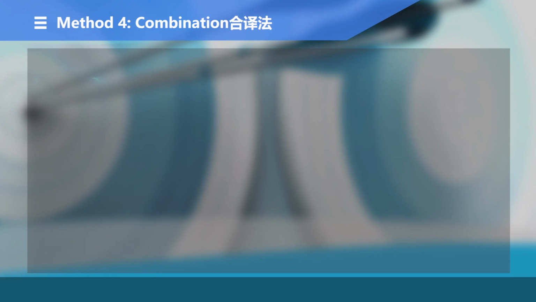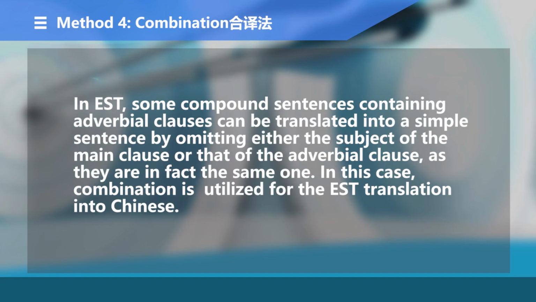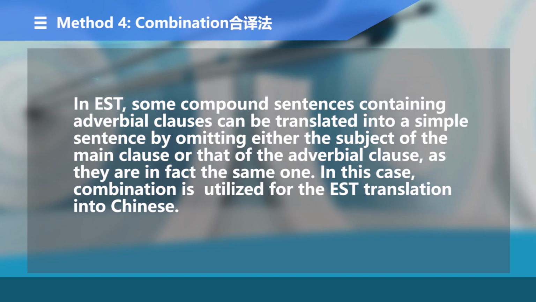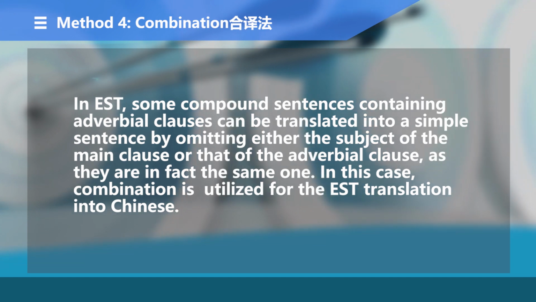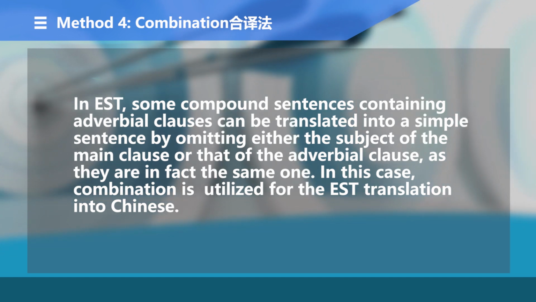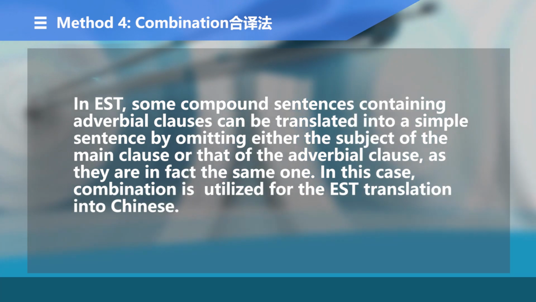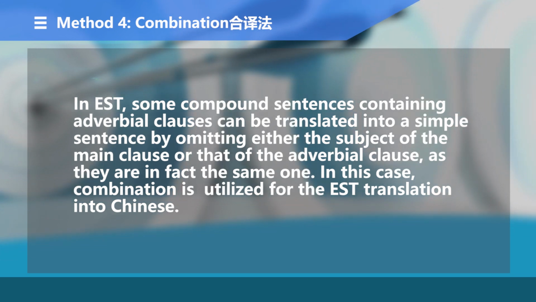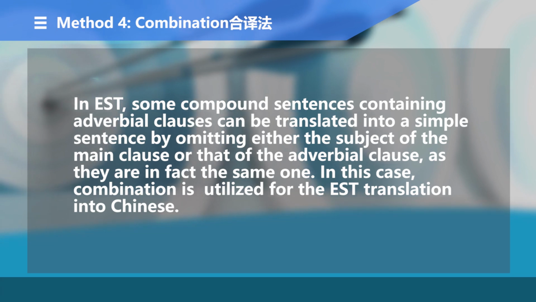Method 4. Combination. In EST, some compound sentences containing adverbial clauses can be translated into a simple sentence by omitting either the subject of the main clause or that of the adverbial clauses, as they are in fact the same one. In this case, combination is utilized for the EST translation into Chinese. Next, let's analyze example 7 and 8.